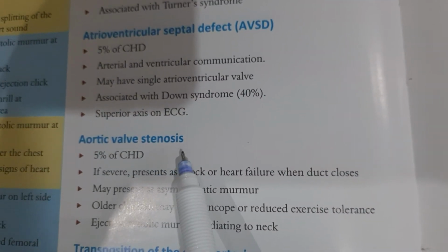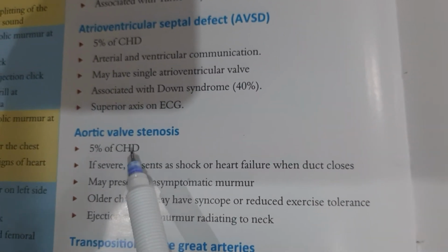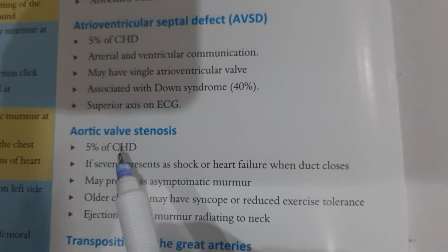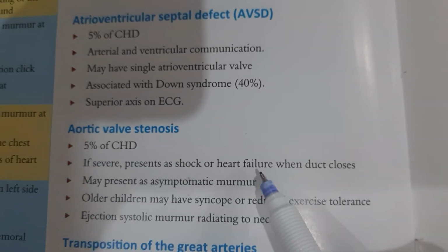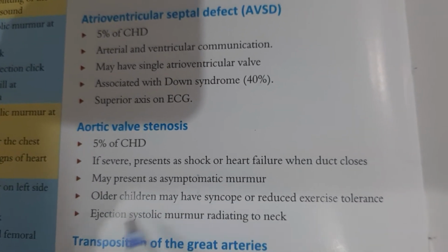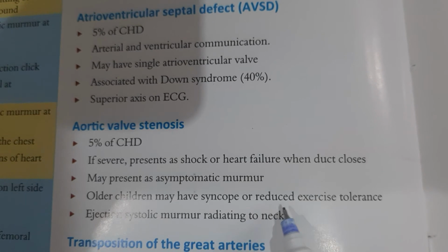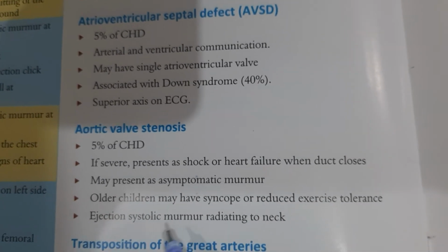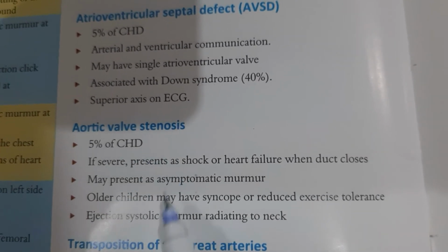Aortic valve stenosis also constitutes 5% of the congenital heart diseases. If severe, it presents as a shock or heart failure when the duct closes. It may present as an asymptomatic murmur. Older children may have syncope or reduced exercise tolerance. Ejection systolic murmur occurs which radiates to the neck.